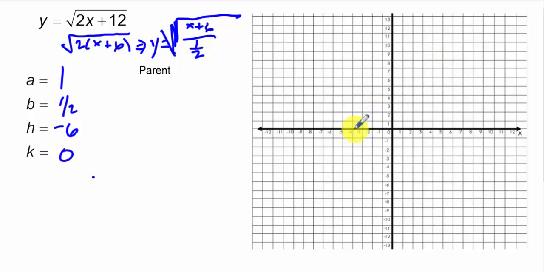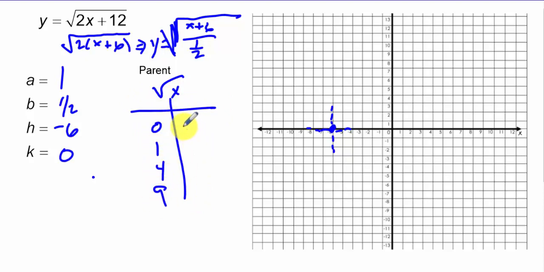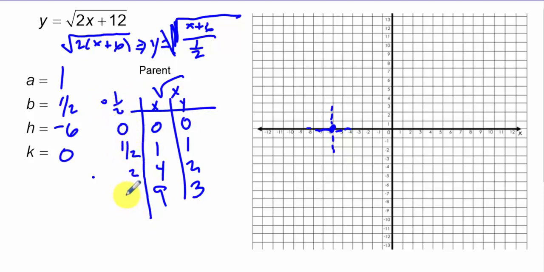So now I'm going to move over -6, put a dot in a crosshair. My parent function's root x. Done that one before. So I have 0, 1, 4, 9 and 0, 1, 2, 3 for my x and y's. I have an x multiplier of a half. So it's 0, a half, 2, and 9 halves. So now I'll graph that from here.